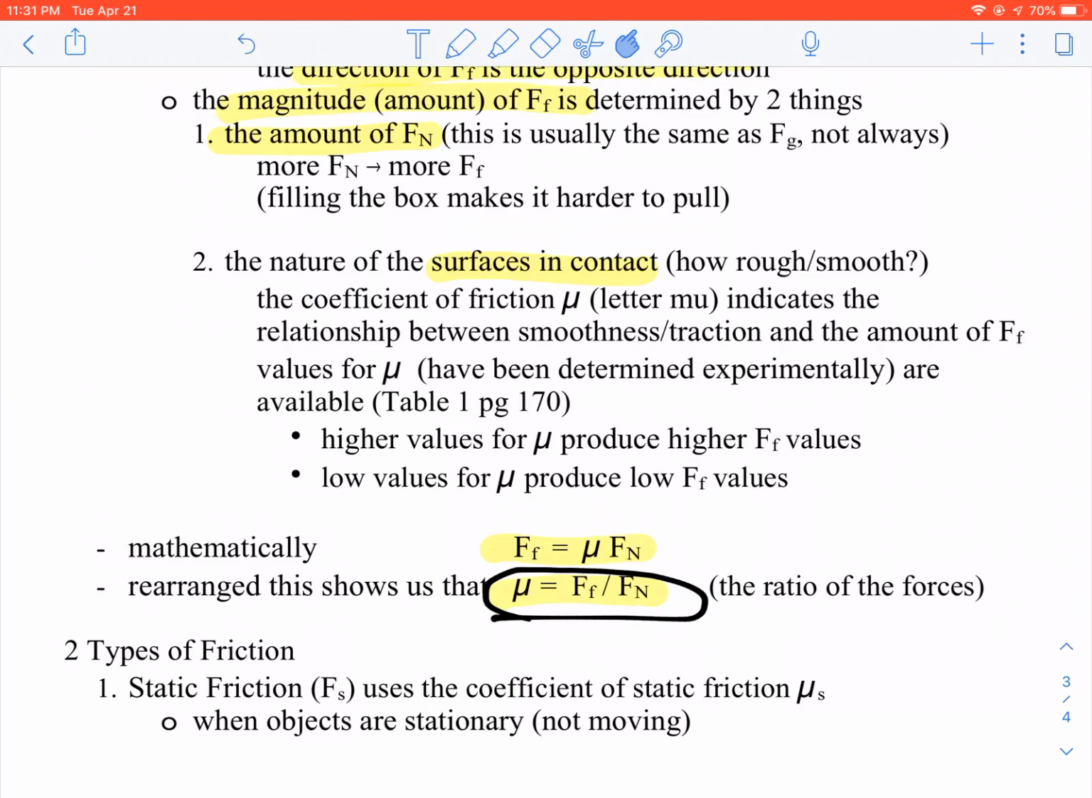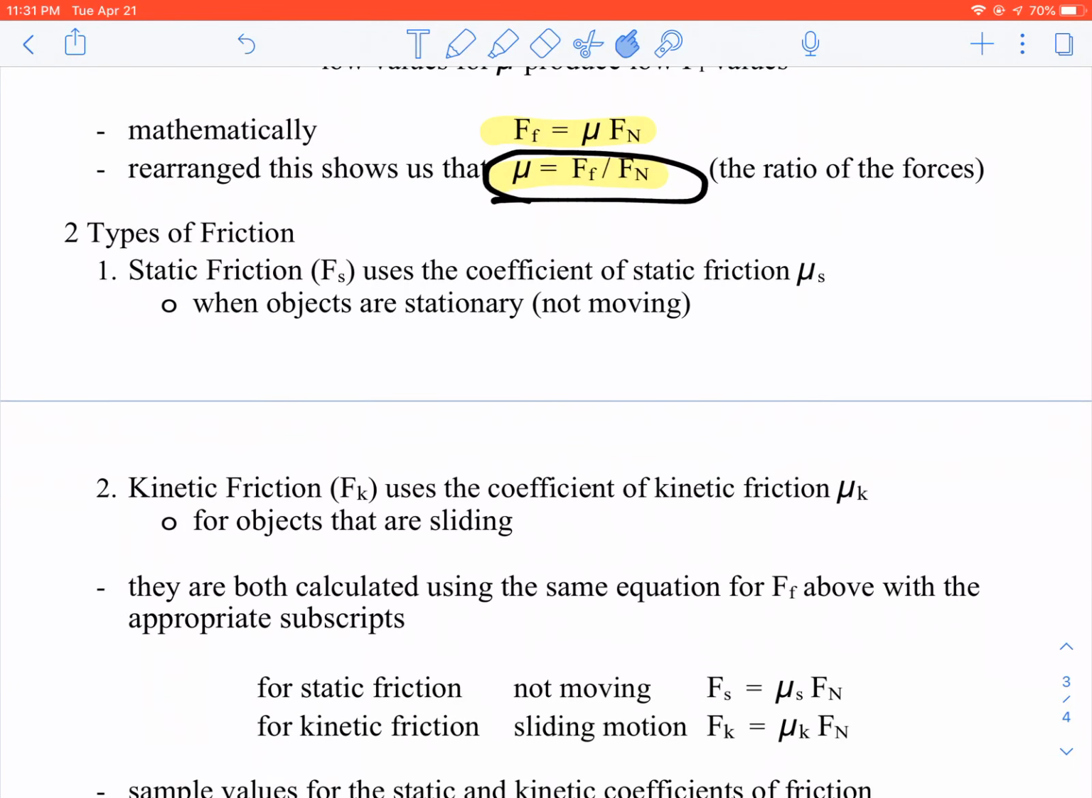It turns out that there are two types of friction. There's a friction that exists between objects when they're not moving. That's called static friction. Static, stationary, stationnement. If you've taken your French classes, stationnement is parking. So static friction is friction for parking. It's for friction when an object is not moving.